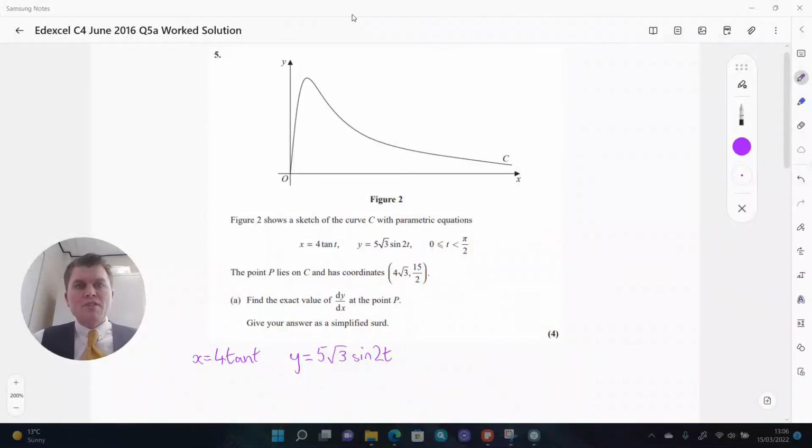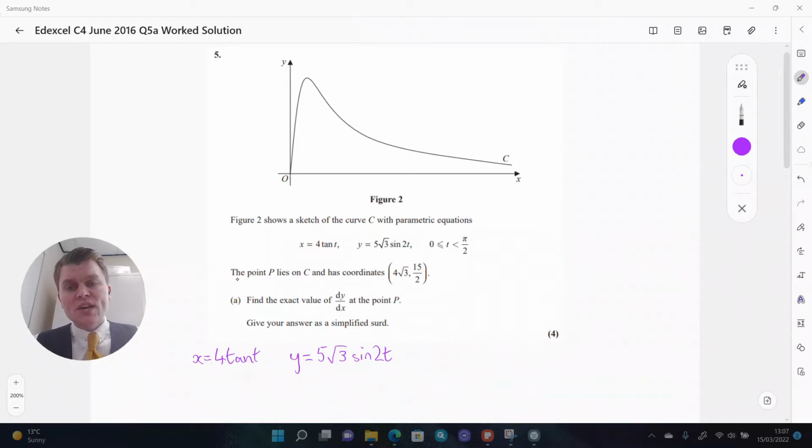This concerns itself with parametric equations. You can see usually it's got a more intimidating looking graph, but it is defined with x in terms of t and y in terms of t. So as soon as you see that, you know it's parametric equations. In fact, this question tells you as well.